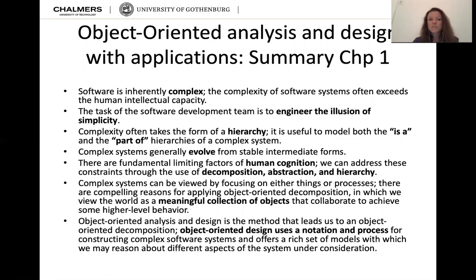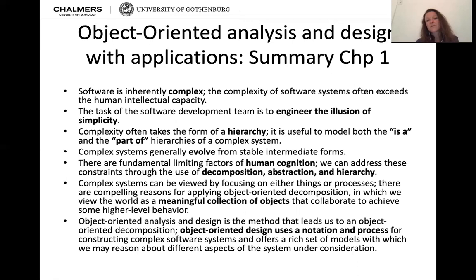So the summary is that software is inherently complex. The complexity of software systems often exceeds the human intellectual capacity. And the task of the software development team, and I really like this part, is to engineer the illusion of simplicity. So we want to pretend that it's really simple, and we're actually hiding a pretty complex task from the user, but we make it simple for the user.